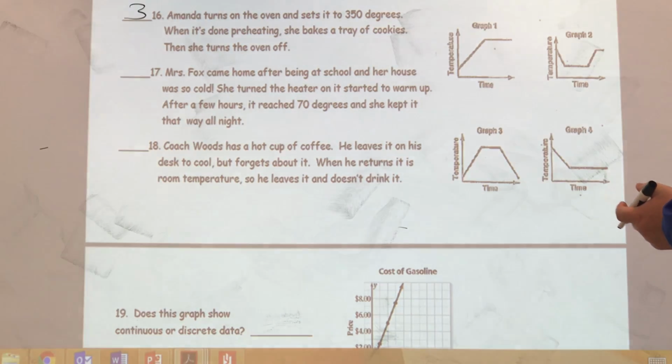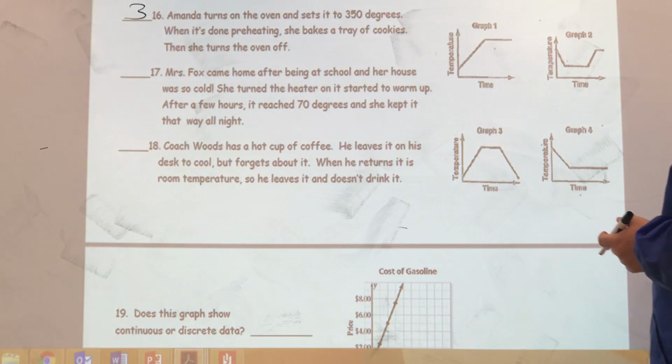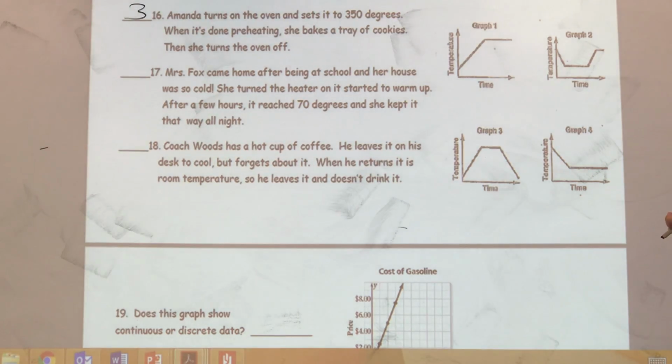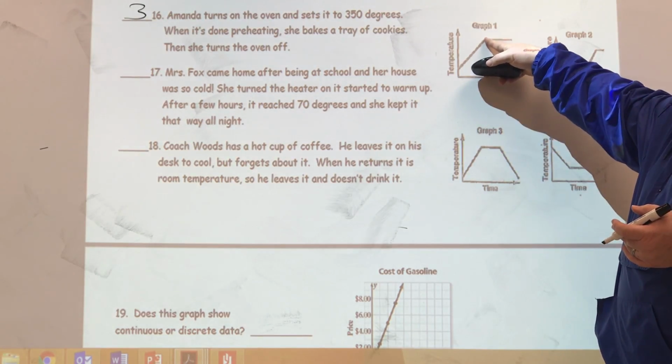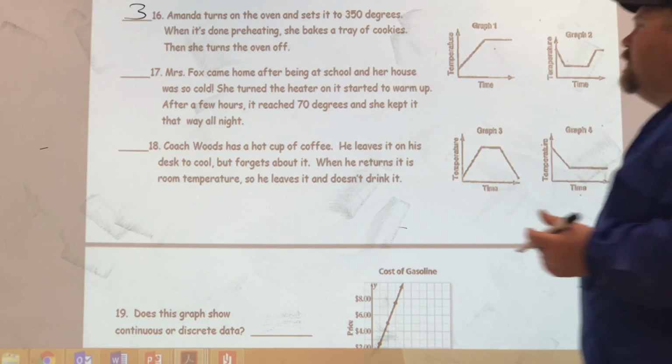Okay? So 17, Mrs. Fox came home after being at school and her house was so cold. She turned the heater on and it started to warm up. After a few hours it reached 70 degrees and she kept it that way all night. So we're looking for a low temperature, a rise, and then a constant temperature. So low temperature, rise, and then a constant. Graph 1.